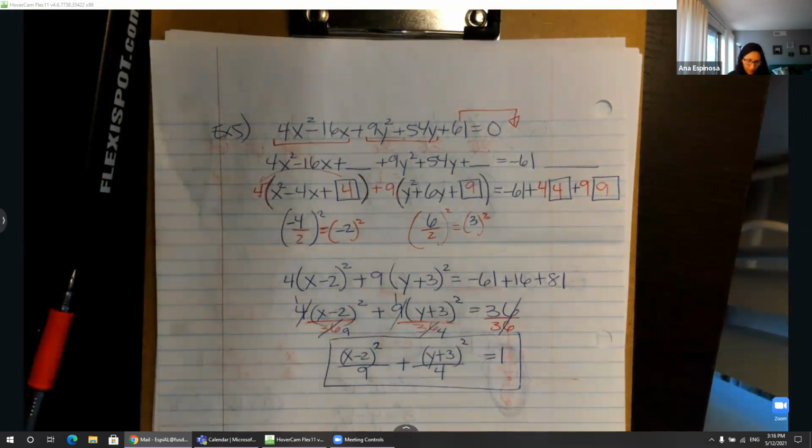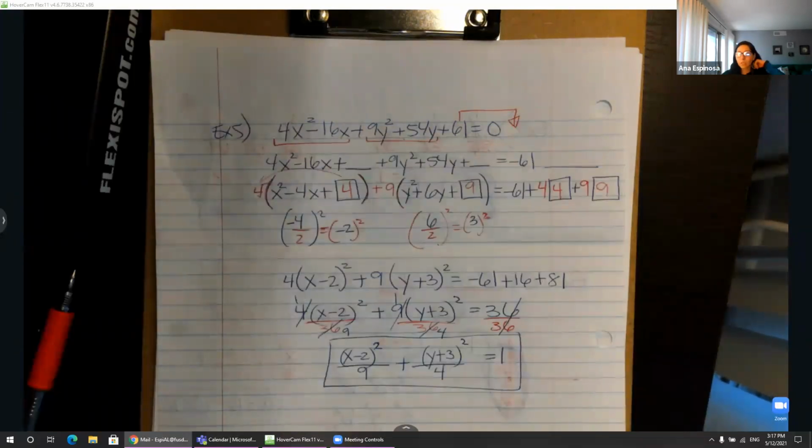Okay. And that is the last one I will do. You can try number 4, graphing that when the center is not at 0, 0.